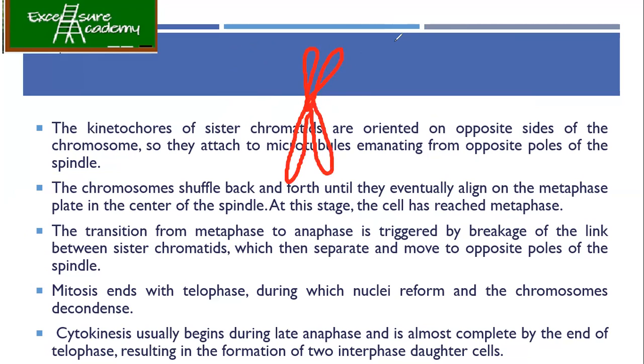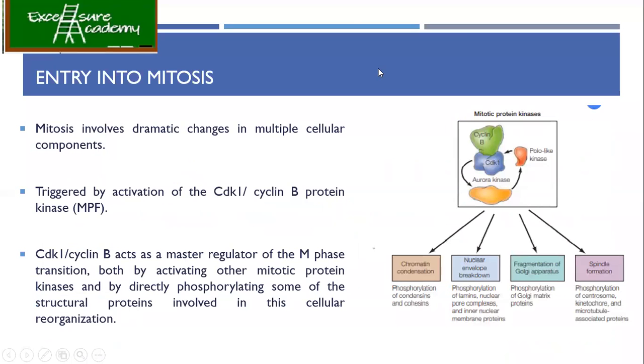Okay. And you have got the links like this. So these linkages are actually holding your sister chromatids. Now, mitosis ends with the telophase during which nuclei reform and chromosomes recondense. Cytokinesis usually begins during the late anaphase and is almost complete by the end of the telophase, resulting in the two daughter cells. Now, these links are also important. They are called cohesins. We are coming to that.